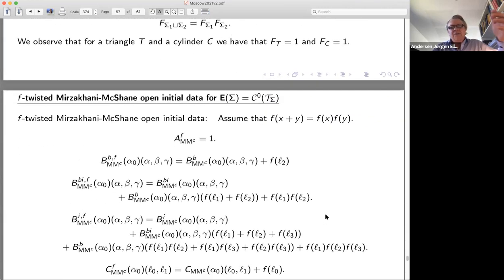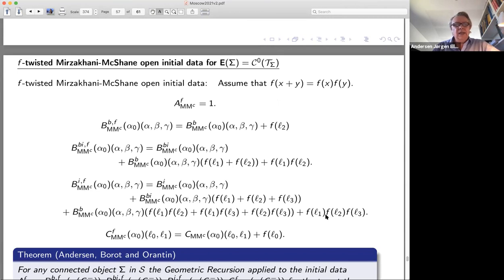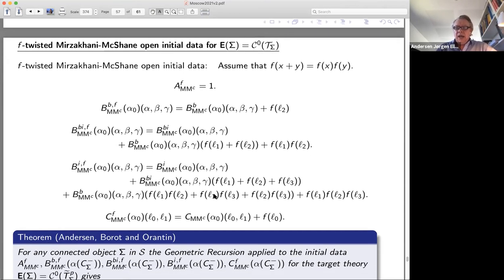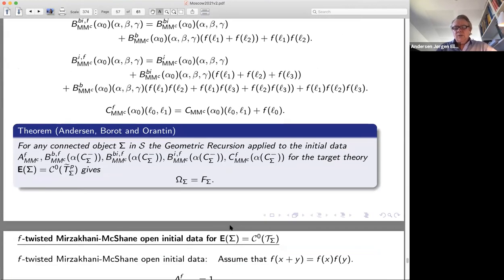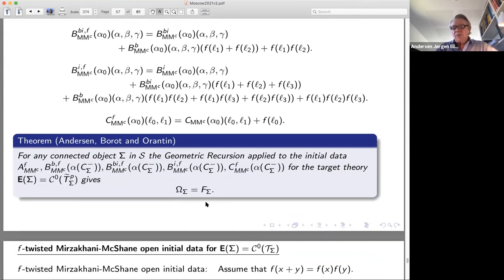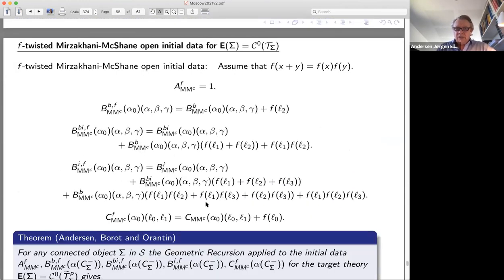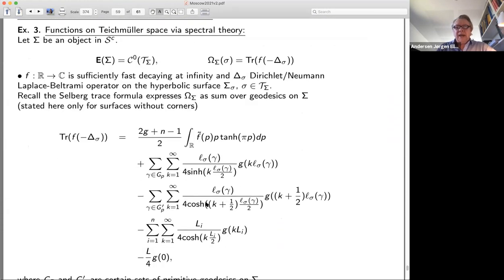And then we can do F twisting of the Mirzakhani-McShane data exactly the same way as we did before. Now it's a little bit more complicated here. In fact, in this slide I'm assuming that F has this multiplicative property. If F has this multiplicative property and you twist this way, you get that the function where you sum over all geodesics, not just simple geodesics, satisfies this open recursion. I'll speed quickly past the proof of this and come back here.